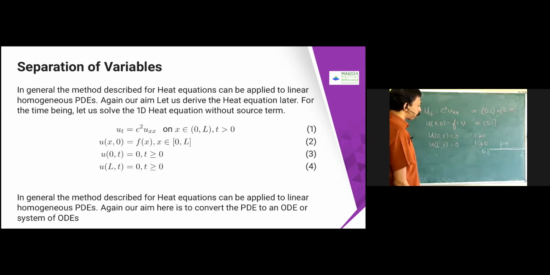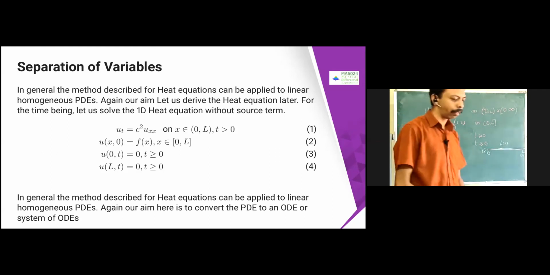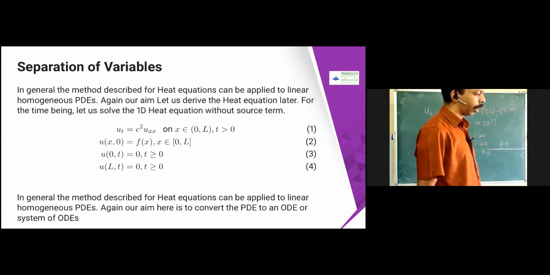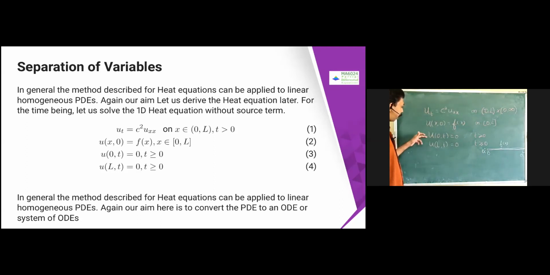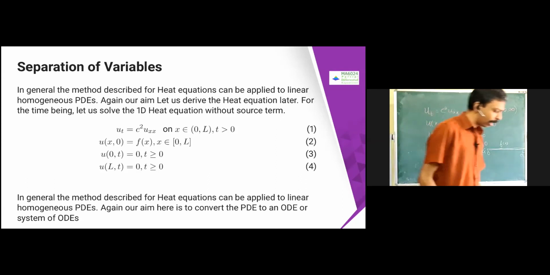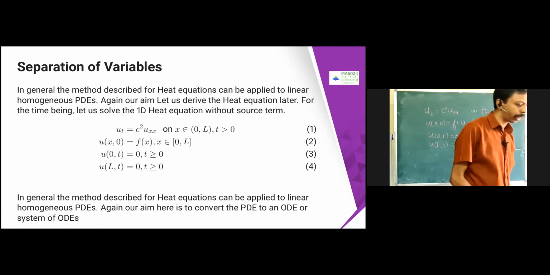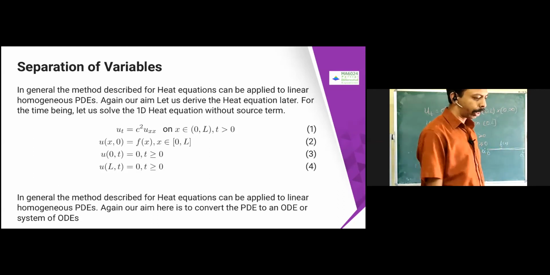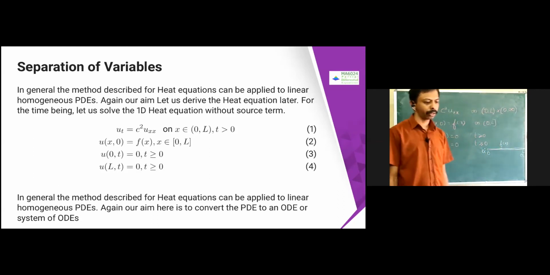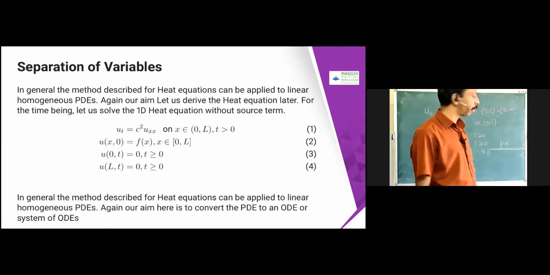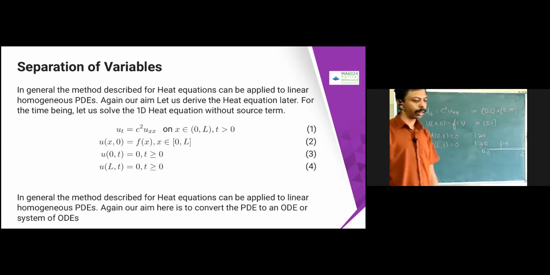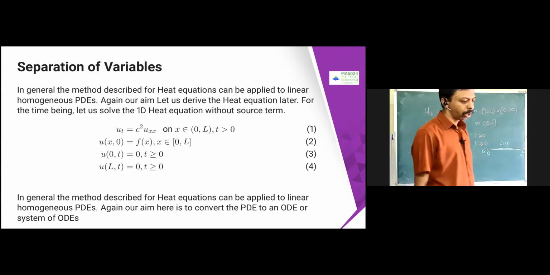Then what will happen to this problem? u_t is equal to c squared u_xx, where you have an initial condition and boundary conditions. Now we are trying to find the solution for this problem. That's what I have written here: u_t equal to c squared u_xx on 0 to L, t greater than 0, and then u of x comma 0 equal to f of x for x belonging to 0 to L, and u of 0 comma t equal to 0, u of L comma t equal to 0 for t greater than 0.